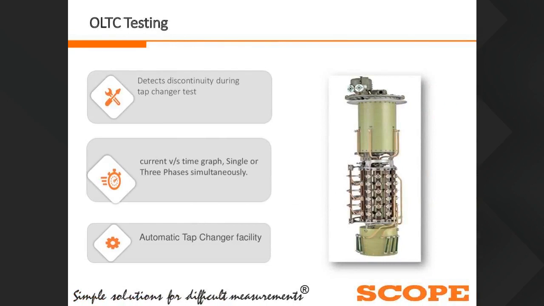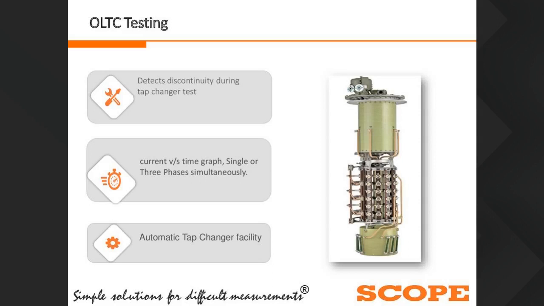So, the OLTC test. The instrument is able to check the healthiness of the OLTC. Firstly, the instrument is able to detect any discontinuity that occurs during the tap change, that is, during the tap changing from one position to another position. The instrument can detect whether any discontinuity occurs or not.